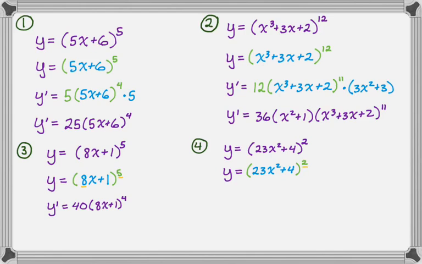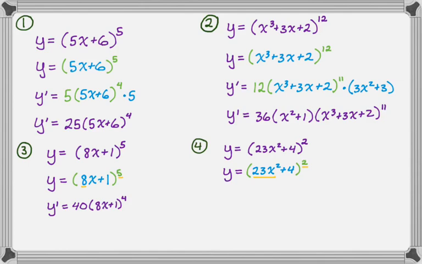So our derivative, y prime, is going to involve a power rule that brings that 2 down, and then multiplied by the derivative of the inner function. So the derivative of 23x squared plus 4 is really just the derivative of 23x squared, because the derivative of 4 is 0. So I'm going to bring a 2 down, and I'm going to end up multiplying it by the derivative of 23x squared, which is 46x.